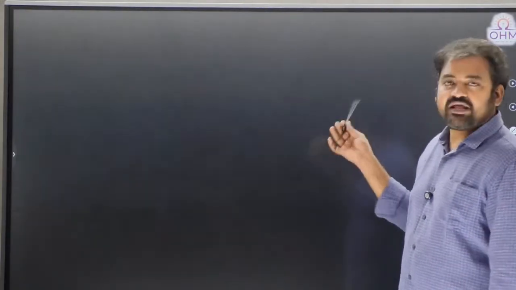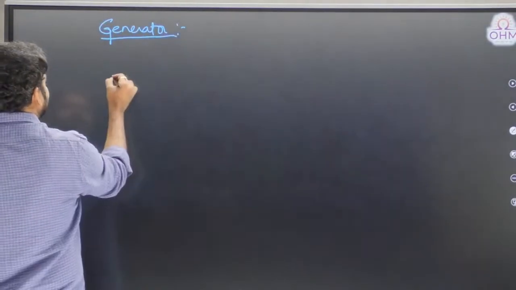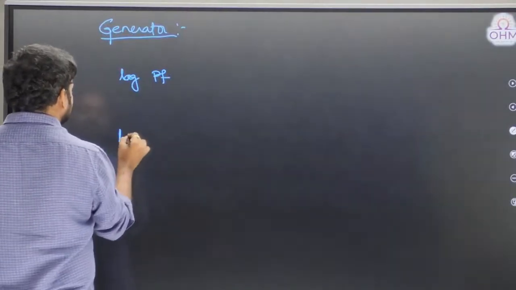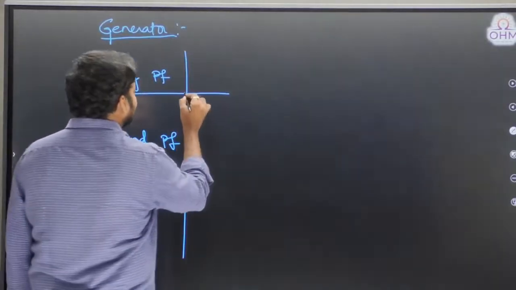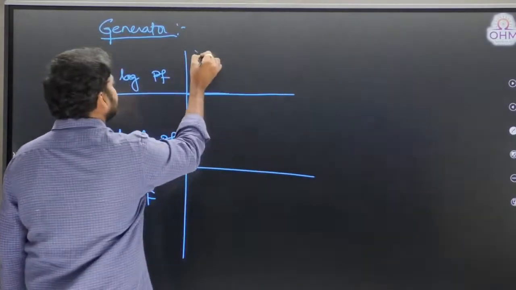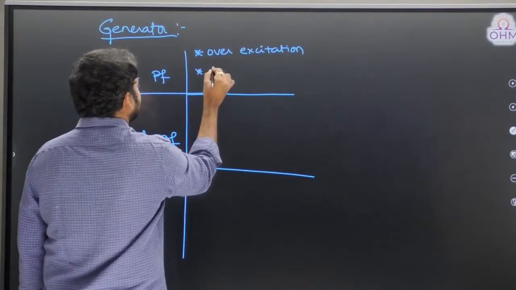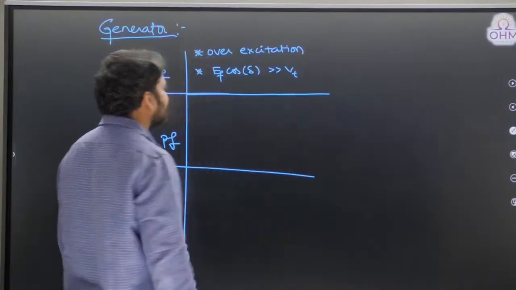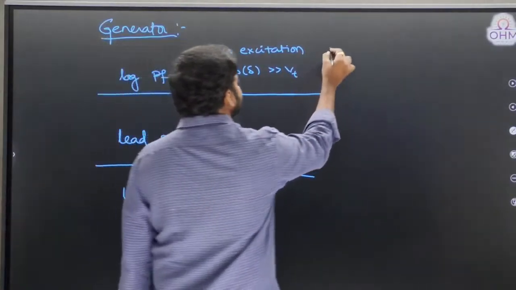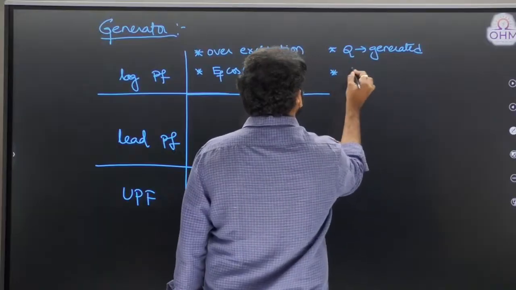Okay, so I will directly write down a tabular column so that you can get everything. What I am trying to do is, generator first I will take. Three power factors we will discuss: lagging power factor case, leading power factor case, unity power factor case. Okay, generator lagging power factor means what is the excitation? Over-excitation. We just studied. Over-excitation means EF cos delta is greater than VT. And what is the reactive power status? Reactive power is generated and reactive power is positive.